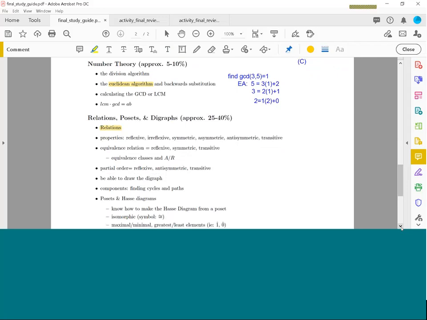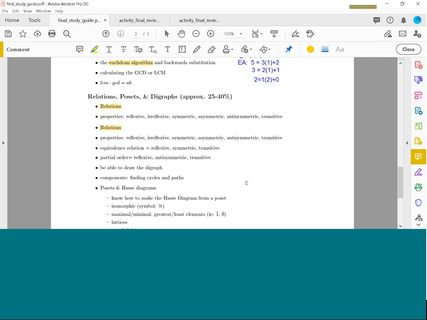And the first, I want to say 3 or so questions on test 2 are all those type of questions. Okay? So it would be something very similar to those first couple questions from test 2. Now, this one here says be able to draw the digraph.